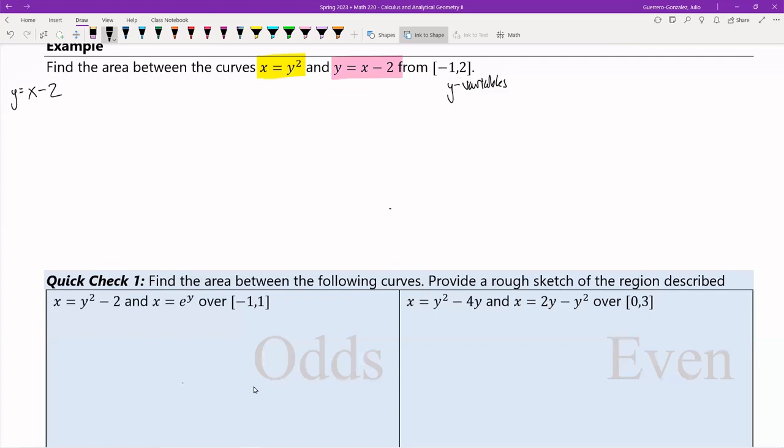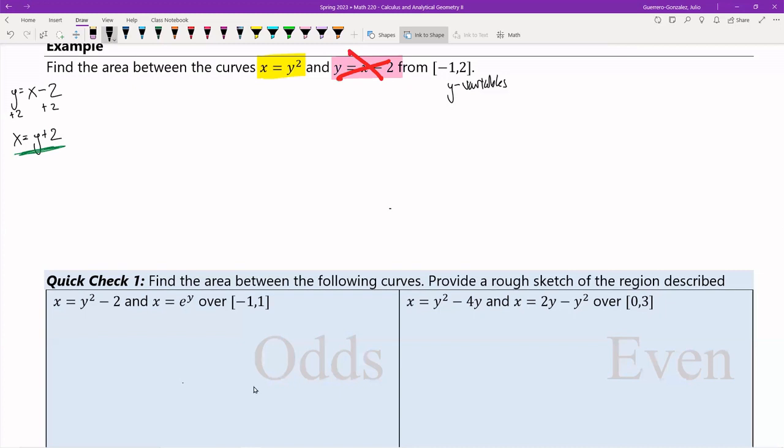I need to get the x by itself this time around, right? So I can just go ahead and get the -2 and +2 plus 2. So x is equal to y plus 2. This is our top function that we're going to use. So we are no longer going to be using this one. We're going to be using this one in our calculations. Okay.